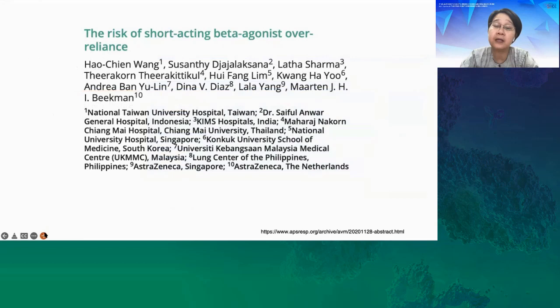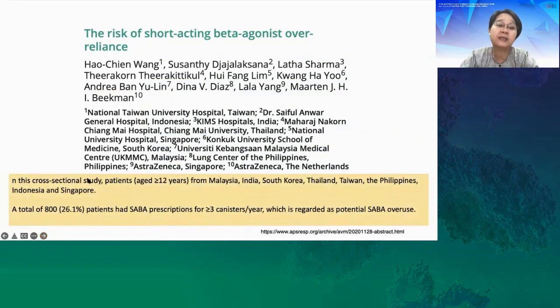So this is a study that we undertook, and UKM was actually part of this study, looking at the risk of short-acting beta-2 agonists. This was presented at the APSR last year in 2021. So what it showed was that this was a cross-sectional study, and it involved Malaysia, and we contributed one of the most patients actually. So Malaysia, India, South Korea, Thailand, Taiwan, the Philippines, Indonesia, and Singapore. So I think we cannot ignore the fact that almost 30% of patients, right, 26.1%, actually had SABA prescriptions of 3 or more canisters per year, which in itself was regarded as potential SABA overuse.